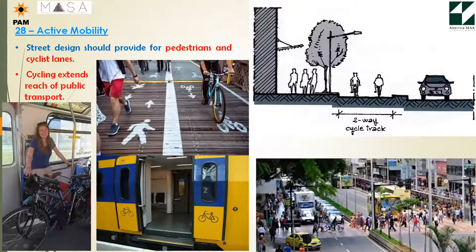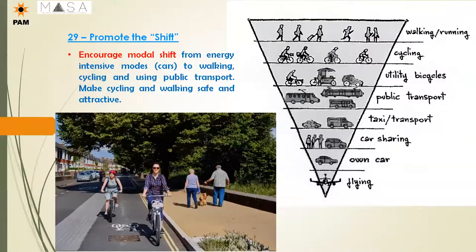So that's another way to encourage people to do more walking, more cycling, rather than spending so much on cars and other vehicles. And then we also have to promote the shift, the encouraged modal shift. What do you mean by encouraged modal shift? Like I said, from flying to this, so the hierarchy is like a pyramid, we want to reach that kind of walking and running, you know, that kind of situation.